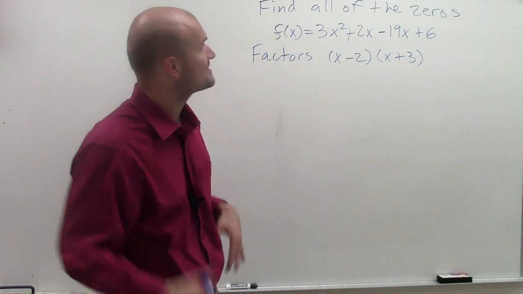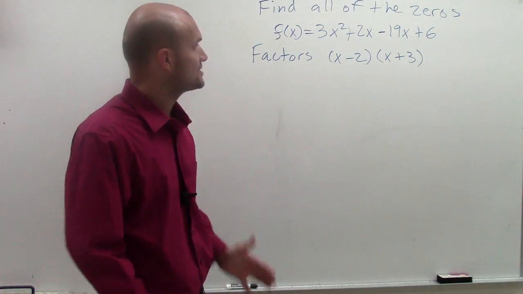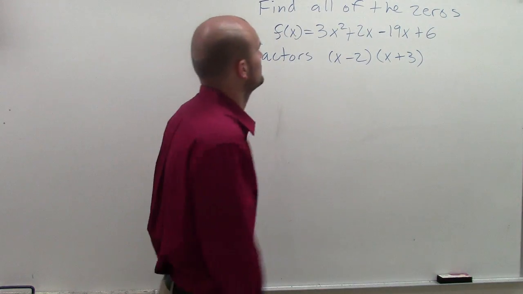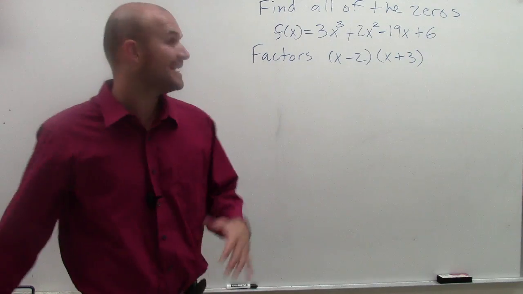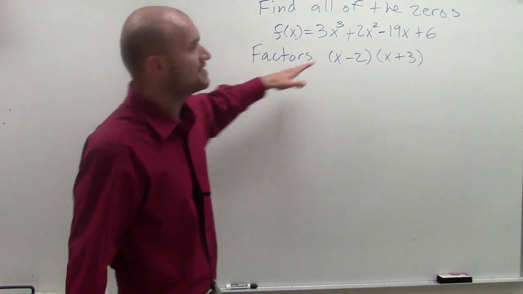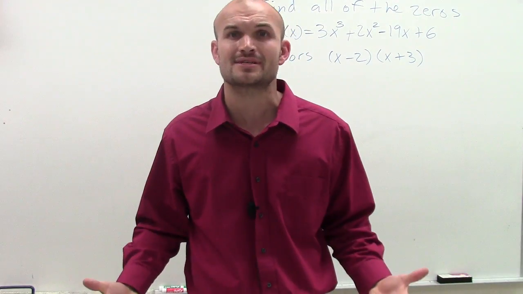Okay, so what we have is it says find all the zeros of this polynomial f of x equals 3x cubed plus 2x squared minus 19x plus 6. And they tell us two factors, x minus 2 and x plus 3. And we need to remember what factors are again.